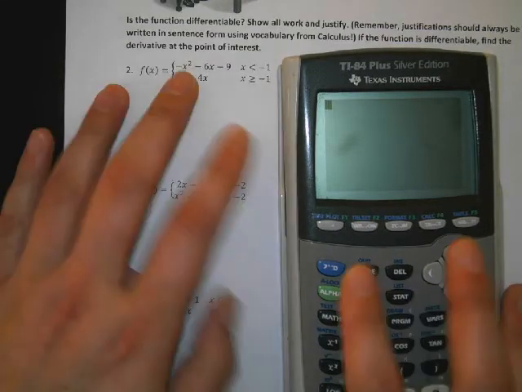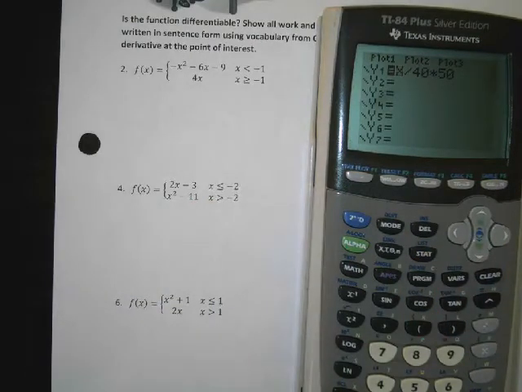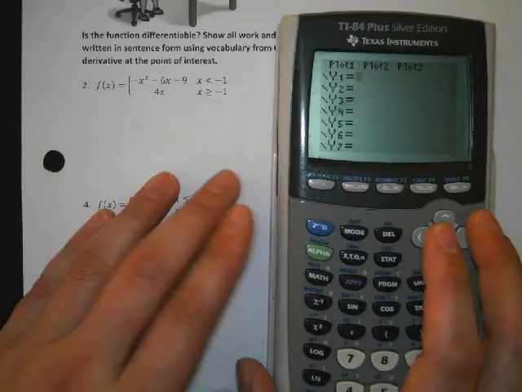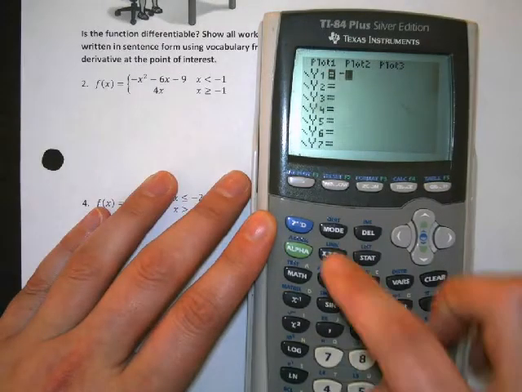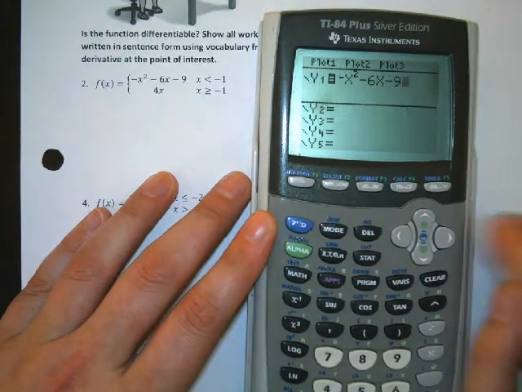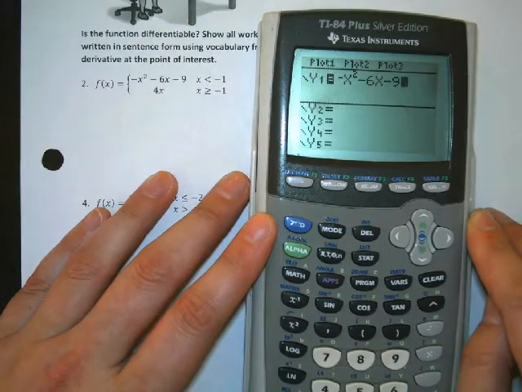Okay? So we're going to hit the y equals button. Sorry, let me get out of this. There we go. Okay. We're going to hit the y equals button. And you're going to type negative x squared minus 6x minus 9. And now we're going to switch from plugging in a function to programming a computer.